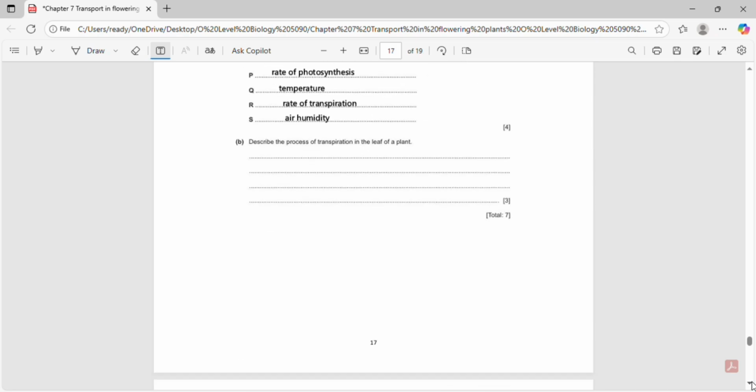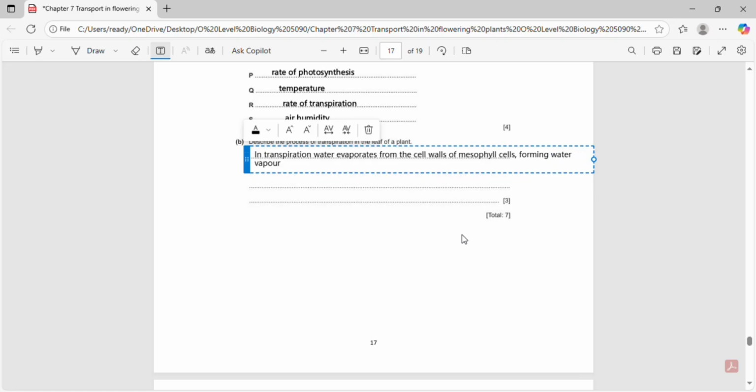Then the B part of the question asks, describe the process of transpiration in the leaf of a plant. So we will write, in transpiration water evaporates from the cell walls of mesophyll cells, forming water vapor. This vapor moves into the intracellular air spaces and then diffuses down a concentration gradient from the leaf to the drier air outside. It finally exits through the stomata.